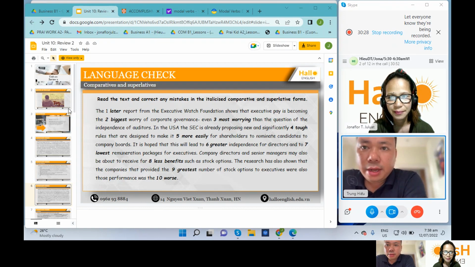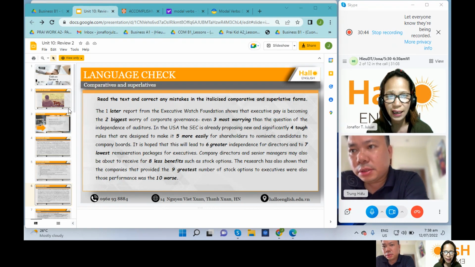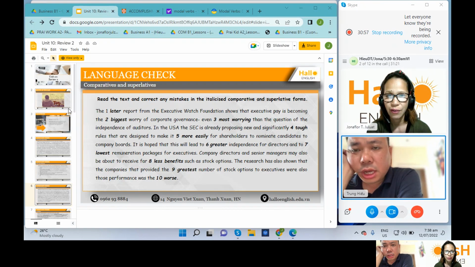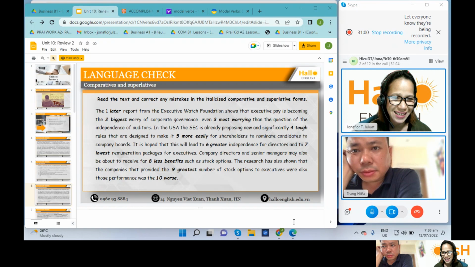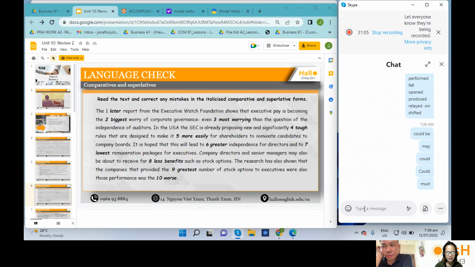The one letter report from the executive watch foundation shows that executive pay is becoming... the later. How do you change this into superlative? The latest, yes. Later will become latest. All right, continue.